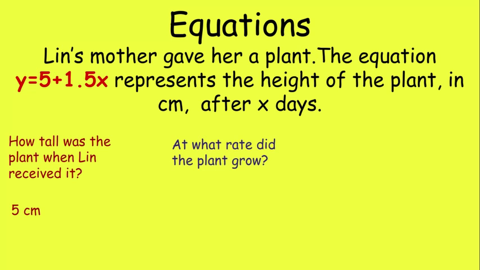Our next question, at what rate did the plant grow? Now, sometimes you will see the word rate right in the question. Sometimes it will use a different word that's indicating a rate. You have to know the difference. So at what rate did the plant grow? We know that's referring to the rate of change. We look at our equation. Our rate of change is our slope. Our slope is our coefficient of x. Our plant grew at a rate of 1.5 centimeters per day.